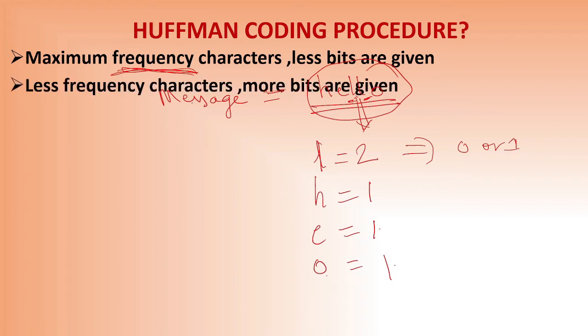Similarly, for less frequent characters, more bits are given. So here H, E, O are less frequent characters because they are occurring only once in the hello message. So for them, 2 bits will be given, like 0, 1. So less frequent characters are given more bits and high frequency characters are given fewer bits.